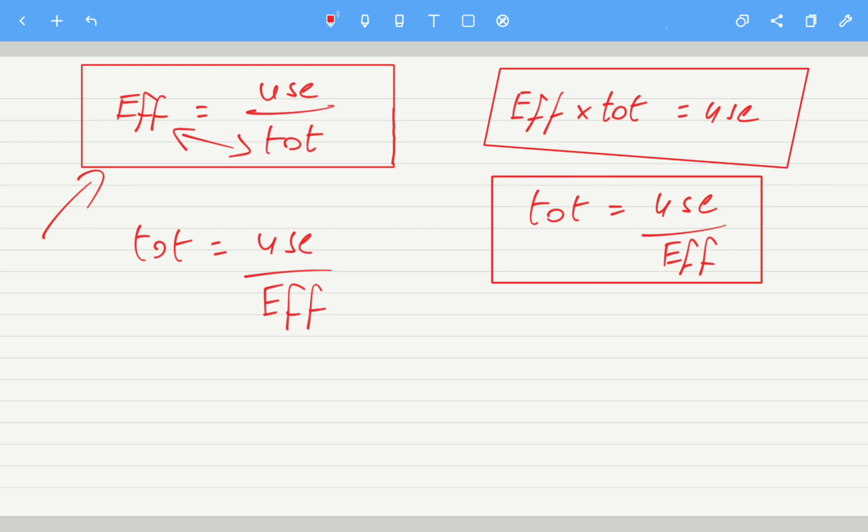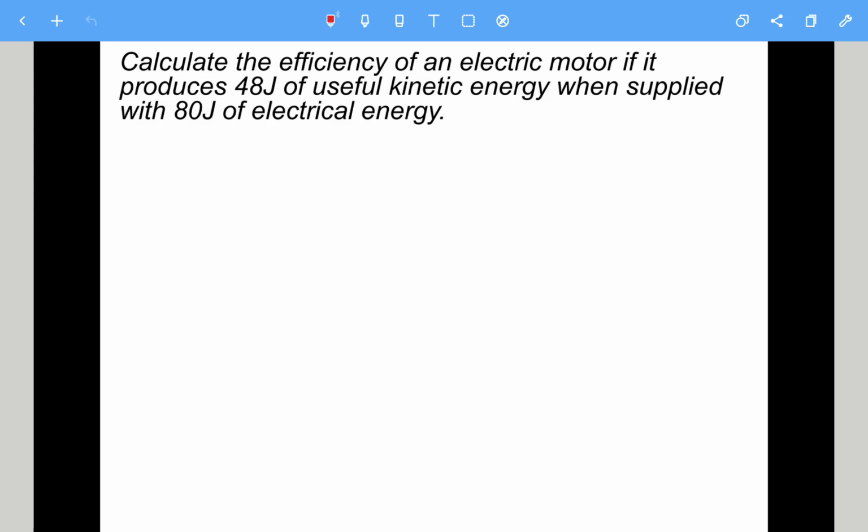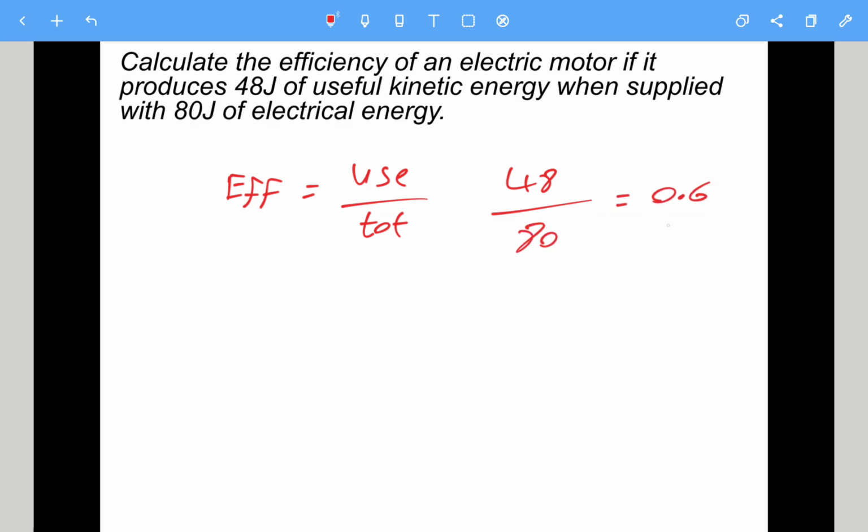Let's do some calculations then. Here's one I made earlier. If you want to pause this and have a go at it, and then I'll take you through the answer. So calculate the efficiency of an electric motor if it produces 84 joules of useful kinetic energy when supplied with 80 joules of electrical energy. So the efficiency is equal to the useful divided by the total. So really straightforward. So useful is 48 joules divided by the total of 80. And that gives us 0.6. If you want it as 60%, that's fine. Just times it by 100.